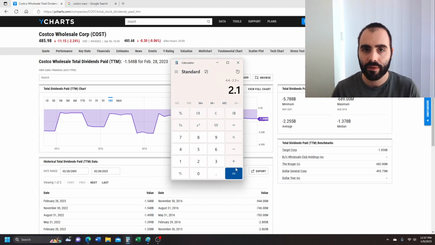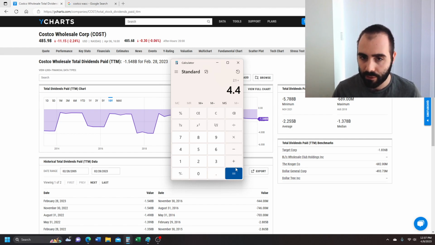So what you don't pay out in dividends, you reinvest back into the business typically. So that means they reinvest $2.1 billion back into the business. If we say they're reinvesting $2.1 billion out of $4.4 billion, then that means they're reinvesting 48%.